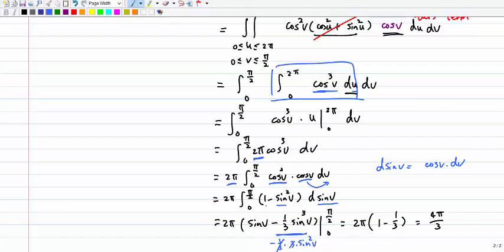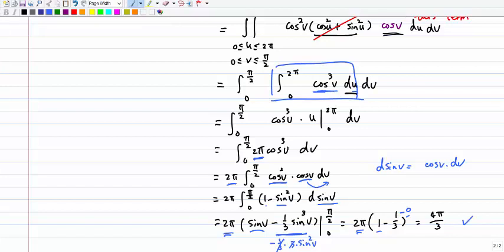So if I evaluate at pi over 2, I get 2 pi, still keeping the same 2 pi. When v is pi over 2, sine v is 1, and sine v cubed also is 1, so it becomes 1 minus 1/3. When v is 0, it is always 0, so minus 0. As it's minus 0, it doesn't matter, so we can ignore that. So it becomes 2 pi times 1 minus 1/3. 1 minus 1/3 is just 2/3. Times 2 pi is 4 pi over 3. So that's my final solution for the surface integral.